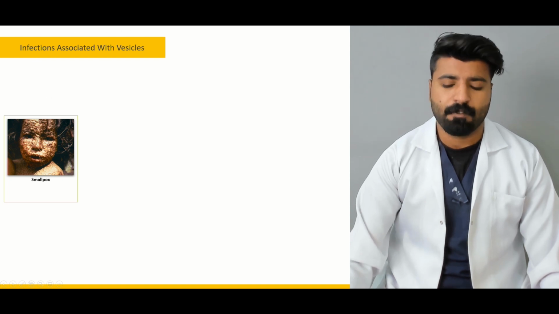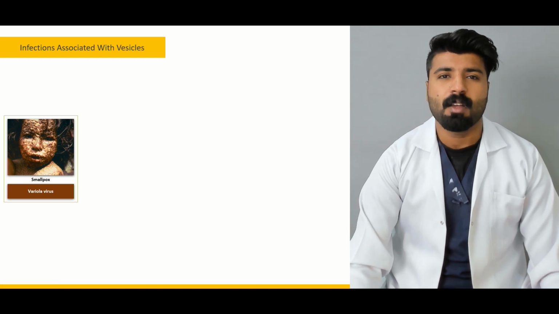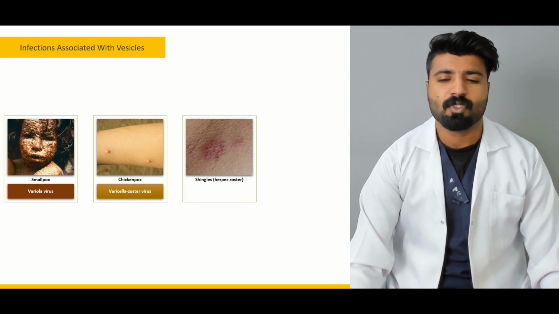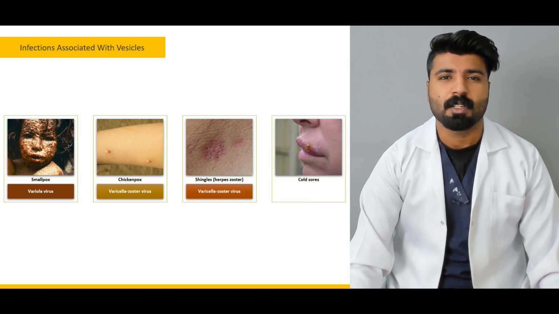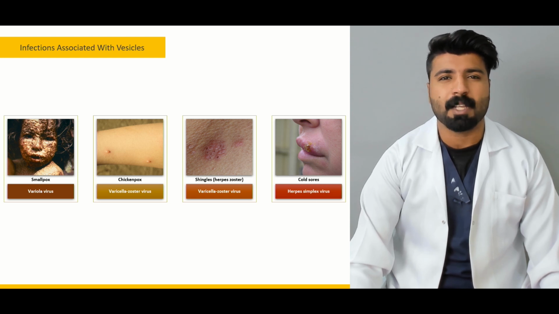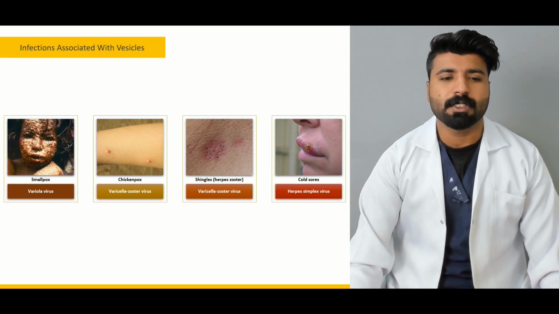What infections are there? First of all, there's smallpox, which is caused by variola virus. Next, we have chickenpox, which is caused by varicella zoster virus. Next, we have shingles, which is also caused by varicella zoster virus. Next, we have cold sores, which are caused by herpes simplex virus. Now, a little bit about all of these pathologies.